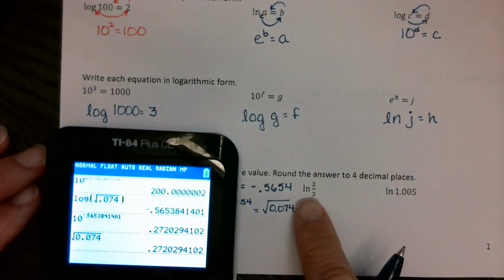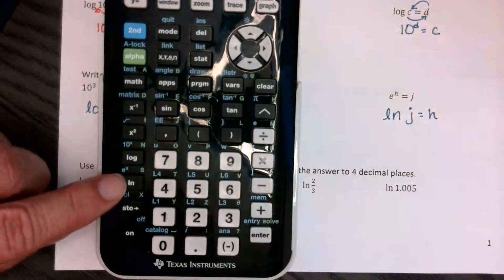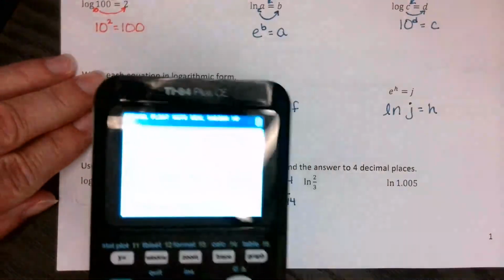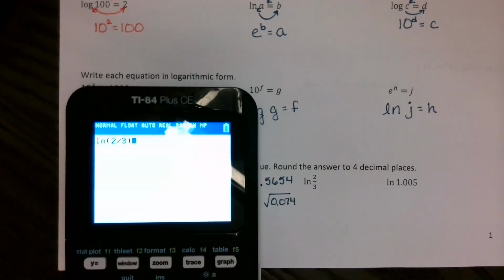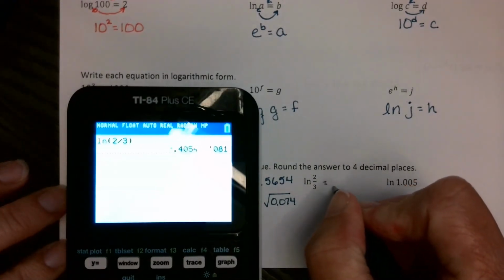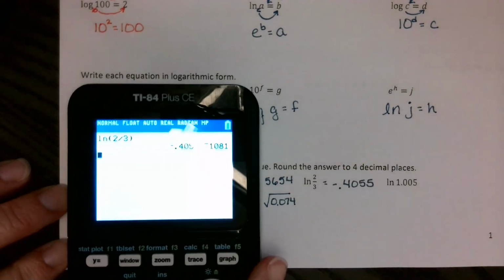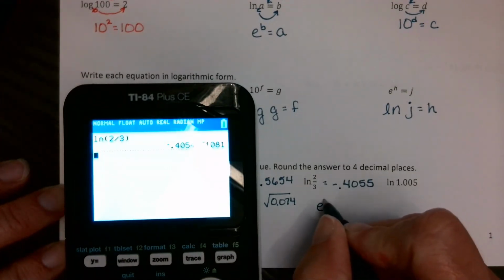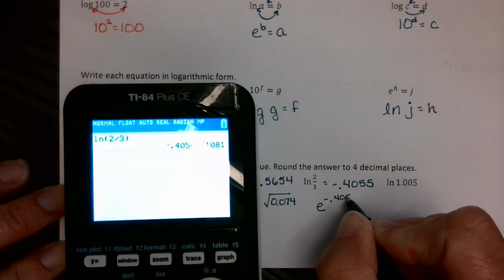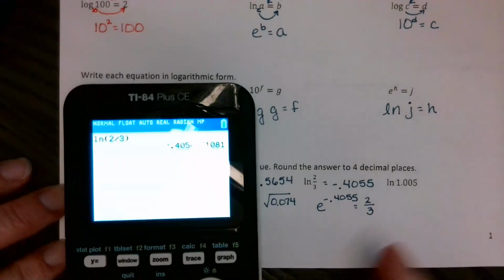Okay, right here it asks for the natural log. So in this case, we're going to use our natural log, and we're going to put 2 divided by 3, 2/3, however you want to write that. And when you do that, it gives us negative 0.4055. And again, what does this mean? Now it's a natural log, so our base is e raised to that should give us the same thing as 2/3, which is 0.6 repeating.